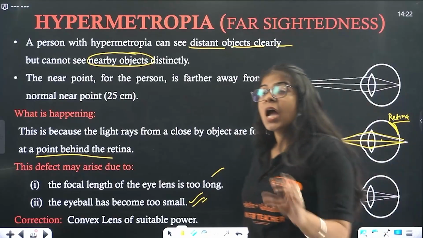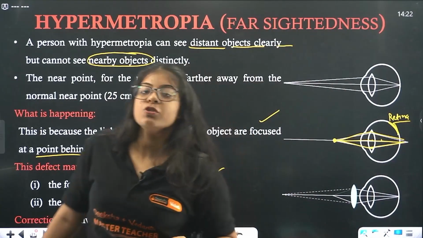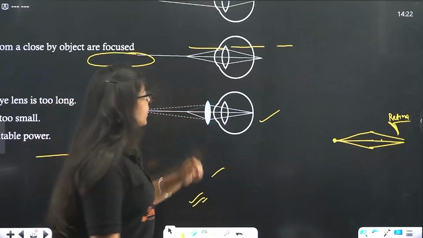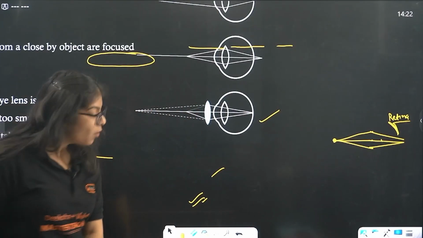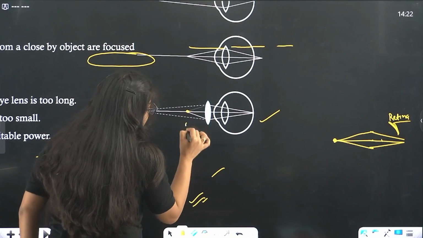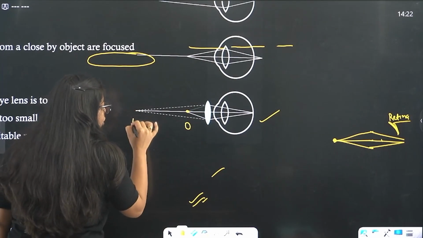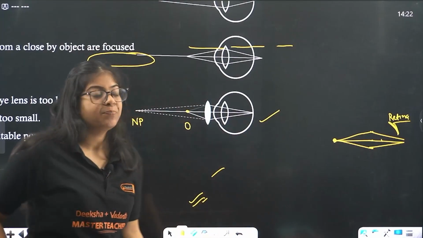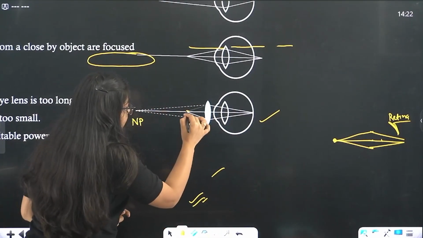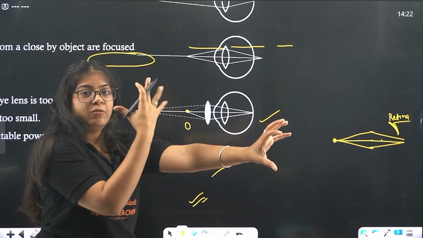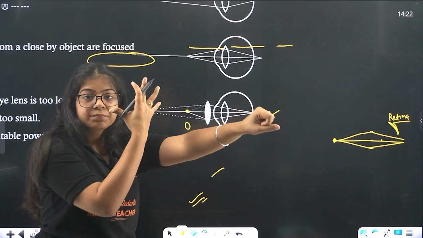Now, to correct this, we use a convex lens. How do we do that? See, now look at this particular diagram very carefully. What do we do, beta? This is my object. This is now my near point. Why? We said that the near point has shifted away. So any object that is here, my near point is this, but the object is placed here. So I won't be able to see it clearly. It should be here, right?